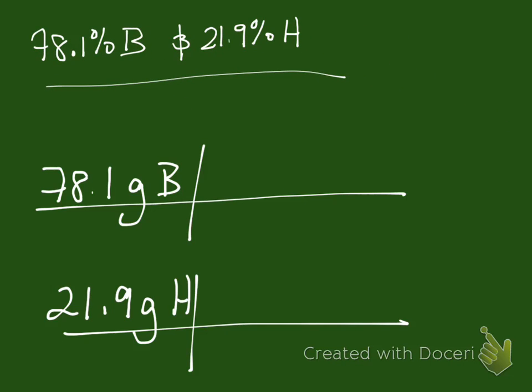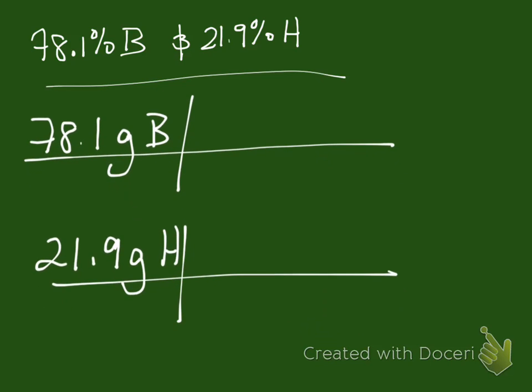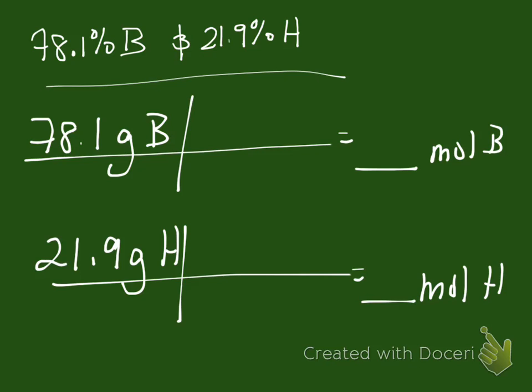I'm going to move these up. Okay. What we want to know is, in a 100-gram sample of this stuff, how many moles of boron would we have and how many moles of hydrogen would we have? So we have to go to the periodic table, and we're going to put in our molar masses. And we want to know, like I said, how many moles of boron, how many moles of hydrogen.